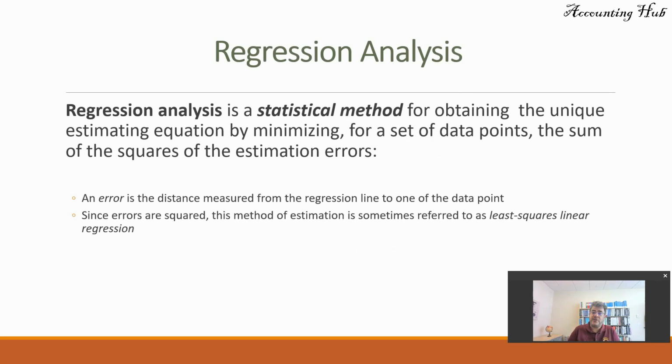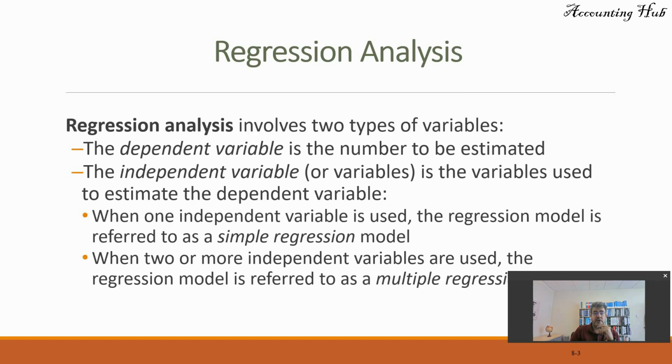It's a statistical method for obtaining the unique estimation equation by minimizing, for a set of data points, the sum of the square of the estimation error. An error is a distance measured between the regression line and your data point. We usually call it the least squares linear regression. That is the most common.